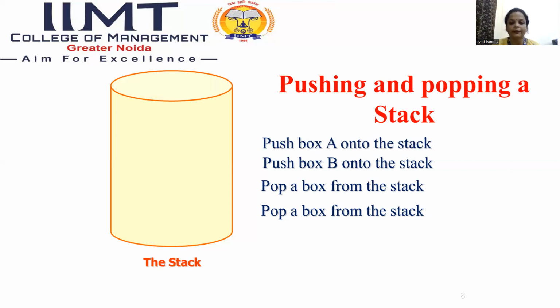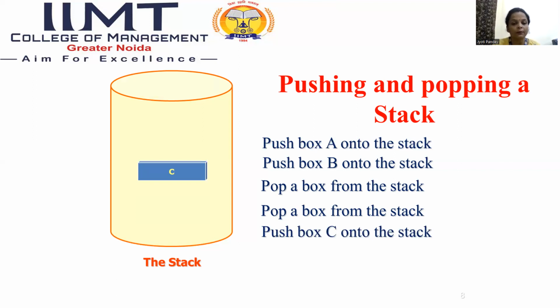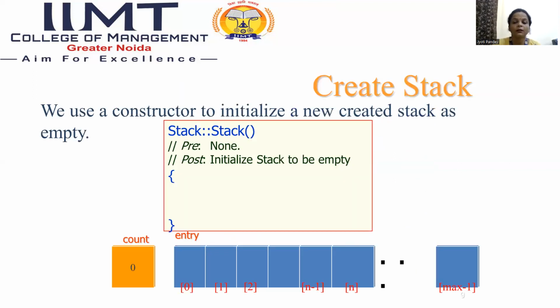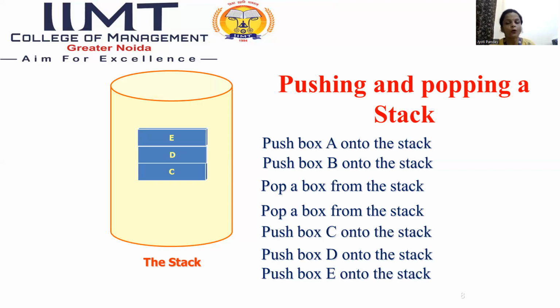Now the stack is empty. Again, we push box C onto the stack, and now box D onto the stack, and now box E onto the stack. So this is how push and pop operations work in the stack.